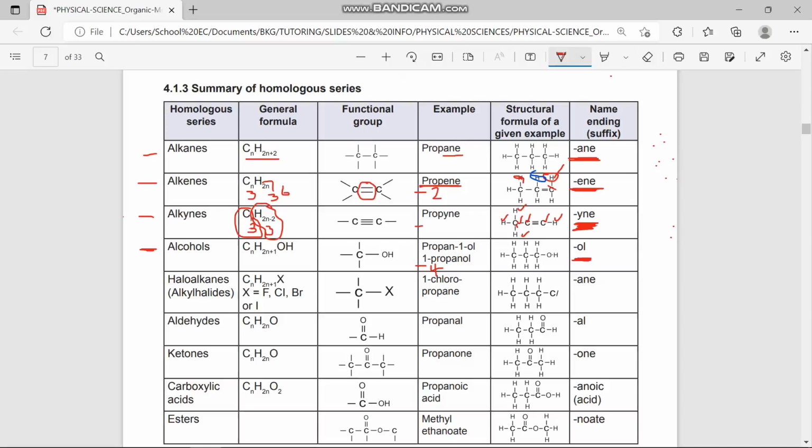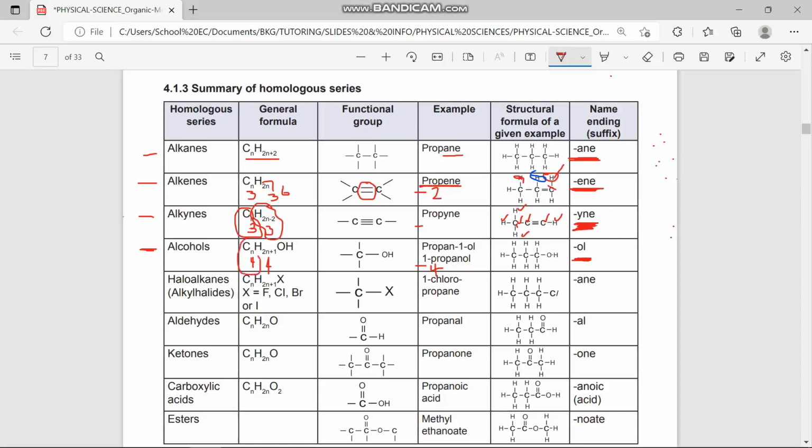In this compound of butanol, the OH is bonding with the very first C atom. Let's see the structural or molecular formula for butanol. We have 4, so butanol has 4 C atoms, you know that. H 2n plus 1: 2 multiplied by 4 is 8, plus 1 is 9.